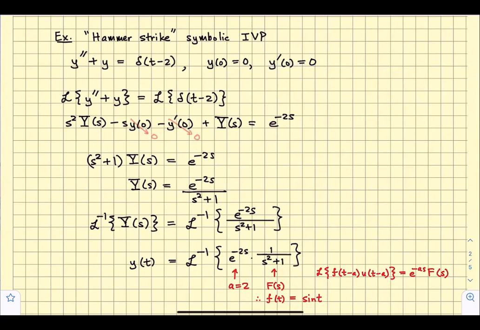So how would we solve this symbolic initial value problem? I call it a hammer strike problem. Then we would just take the Laplace transform of both sides. This is very familiar to us. We apply our theorems to work out the left-hand side. We know how to do that from the past. And now with our newly found table entry, we know that the Laplace transform of delta of t minus 2 is just e to the minus 2s. We apply our initial conditions. We factor out our big Y of s. The right-hand side just is what it is. We isolate big Y of s.